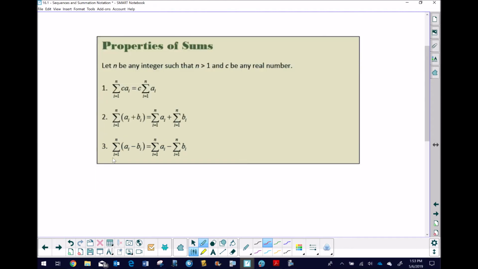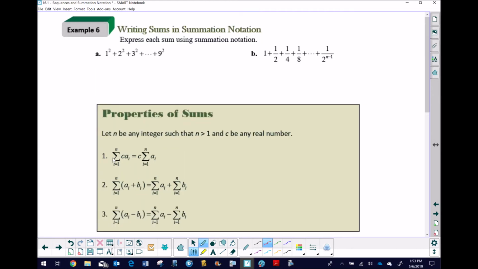All right. And then the final piece. This is the part that can be a little bit more challenging for students, and we're going to just kind of open the door to this. We're not going to go into a lot of detail with it, but I'm going to see how good we are working backwards. In other words, I give you a series: 1 squared plus 2 squared plus 3 squared plus all the way up to 9 squared. I want you to write this in summation notation.